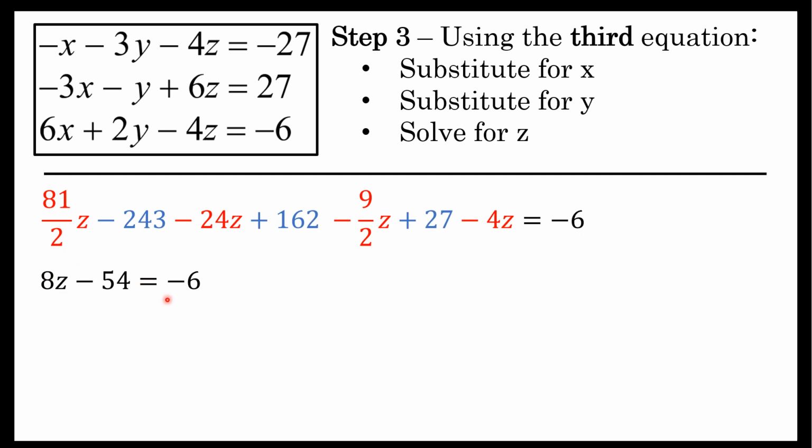Very manageable equation at this point. Let's add 54 to both sides of the equation and divide by 8, and we have a value for z. We actually have part of our final answer at this point. z equals 6 will be the z coordinate in the final answer to this system.